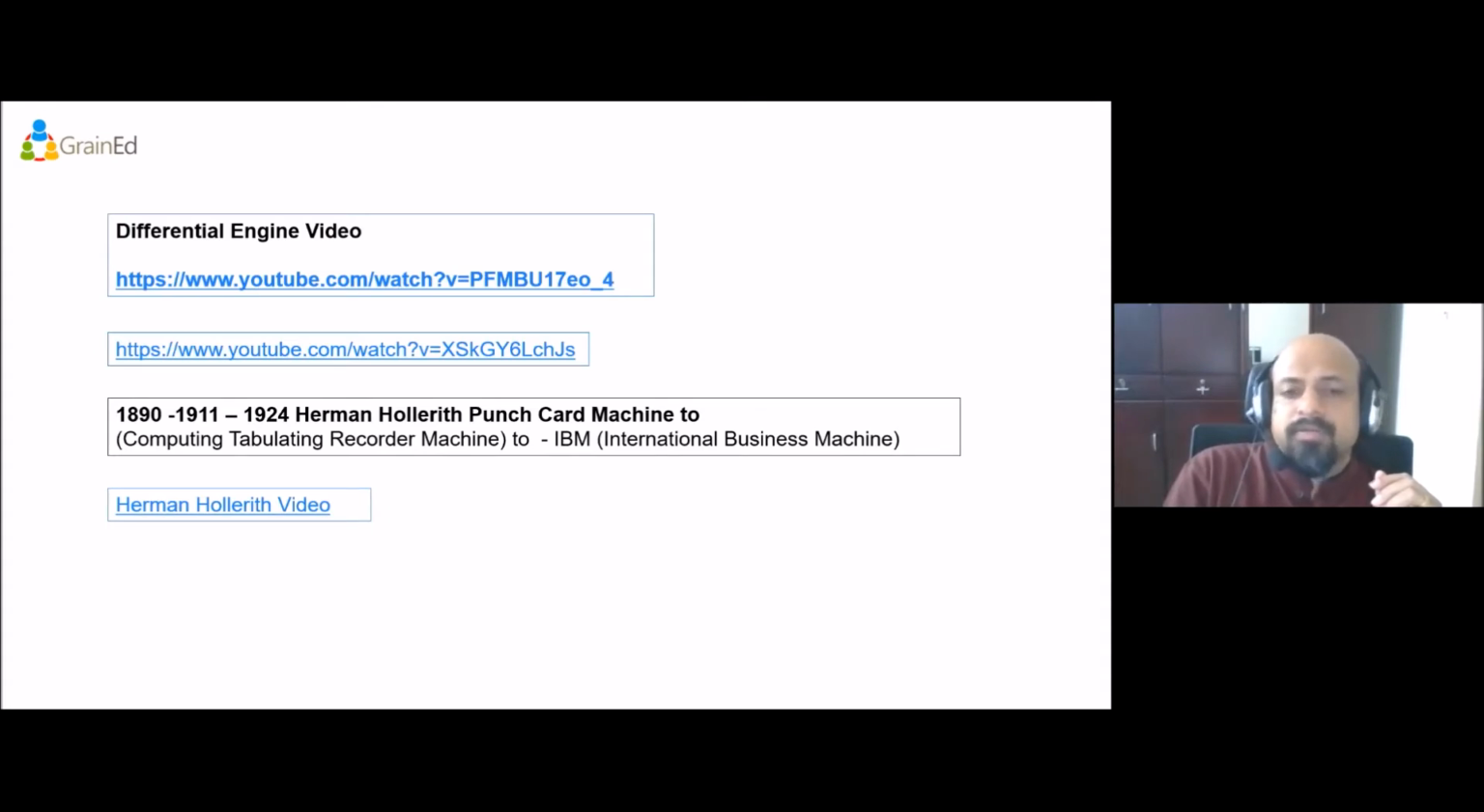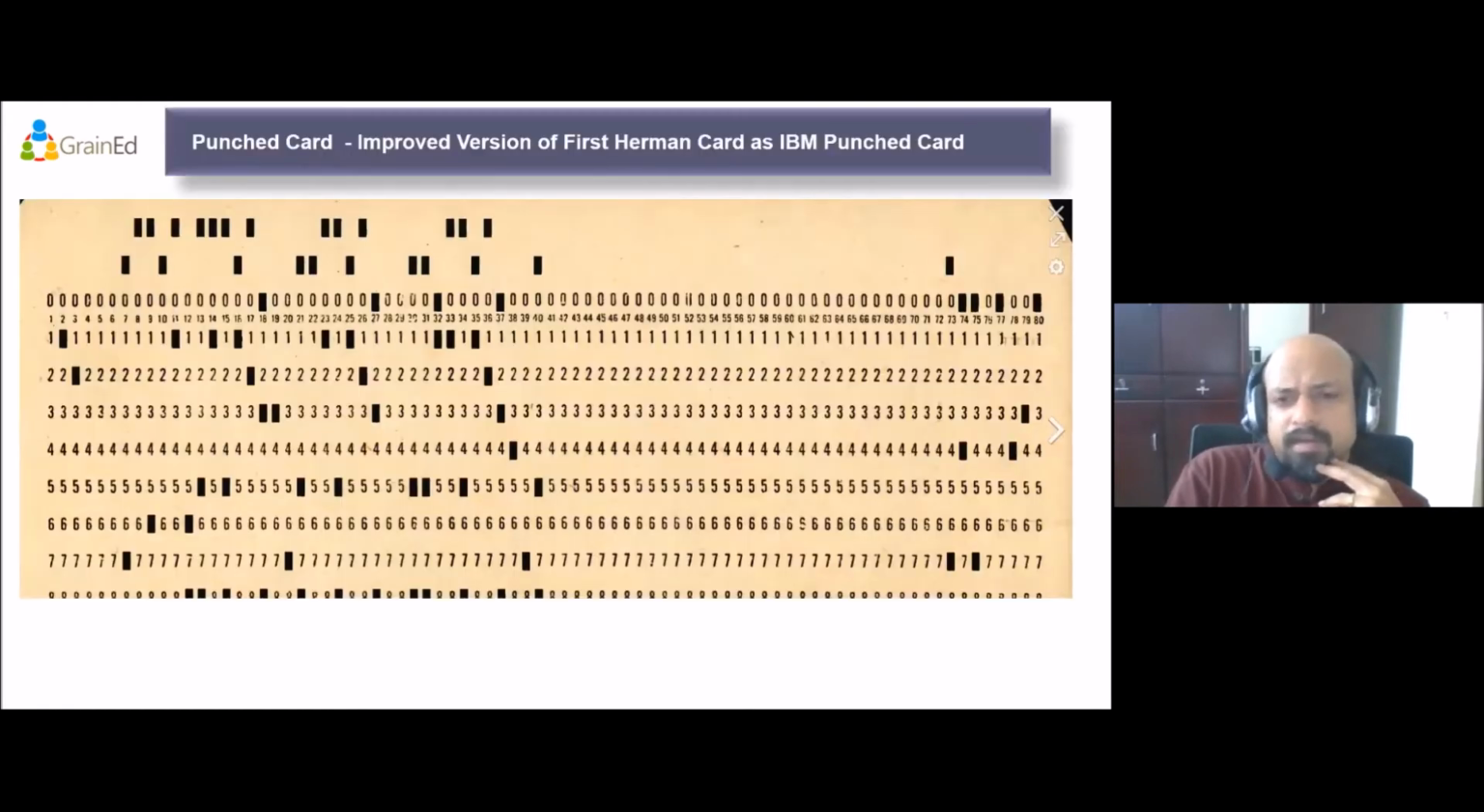And there is also something called a punched card in those days. There's a Herman Hollerith video also. You can go through that video later. But this is how that punched card looks. And what is this punched card? Again, it goes back to the 1890s or 1880s, where Herman Hollerith was an insurance guy. So when the government assigned him a job in the census department.